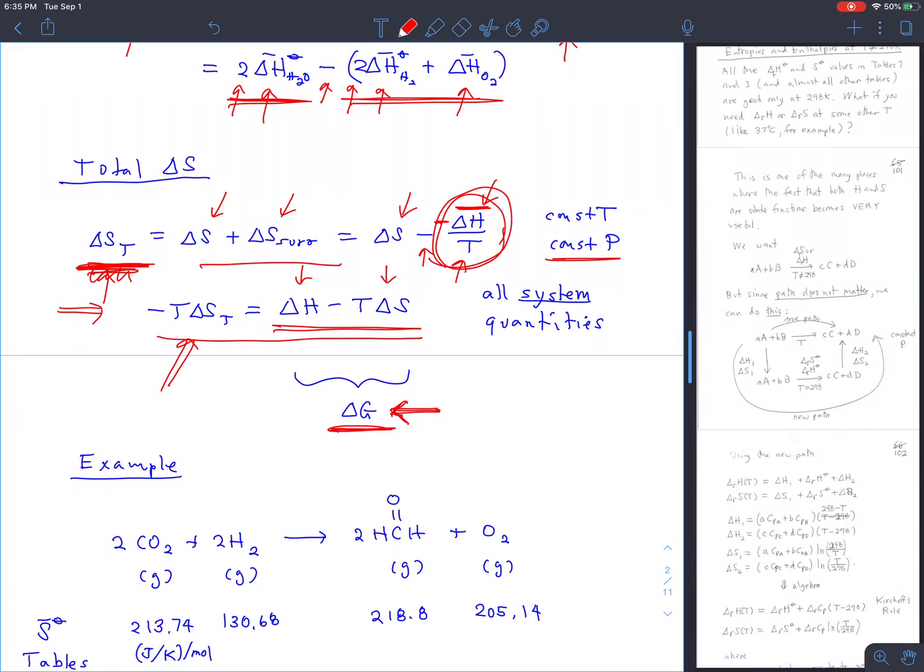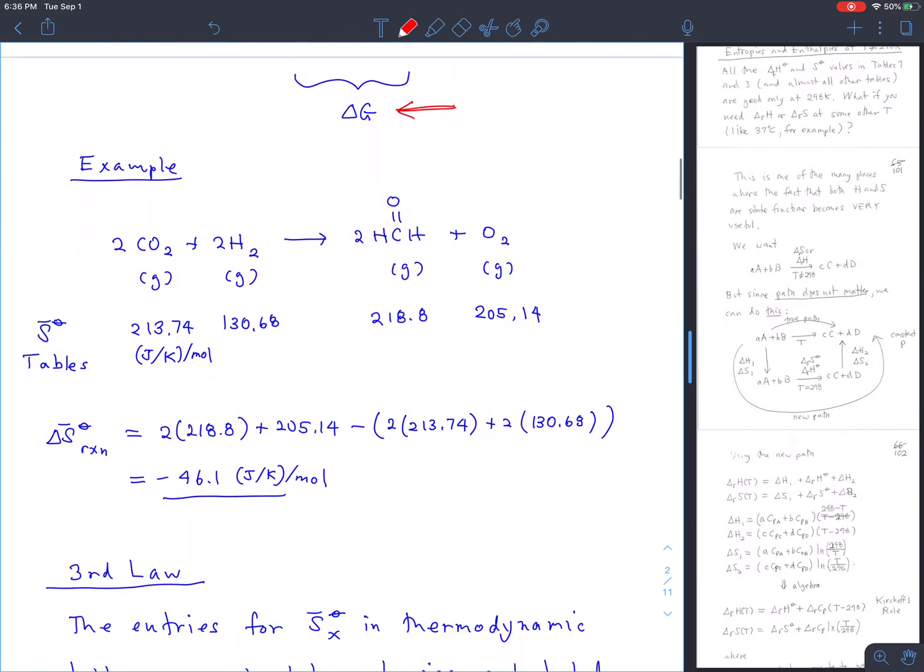It turns out that for a constant temperature, constant pressure process like this, for any constant temperature, constant pressure process, the Gibbs free energy is just a proxy. It's a stand-in for the total entropy change in both system and surroundings. It's a convenient way for dealing with both system and surroundings at once without having to think about it too hard. And we'll come back to that. Gibbs free energy is really key, of course, for all of chemistry. All right, so let's do an example.